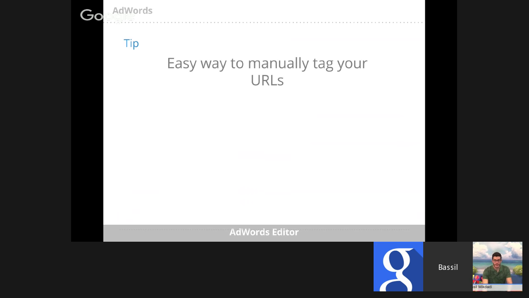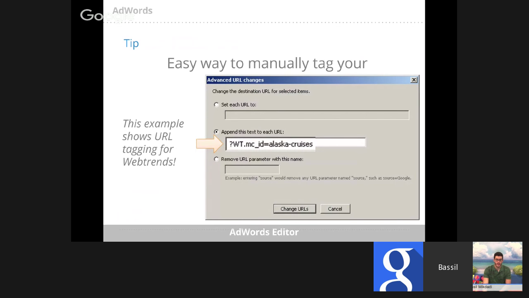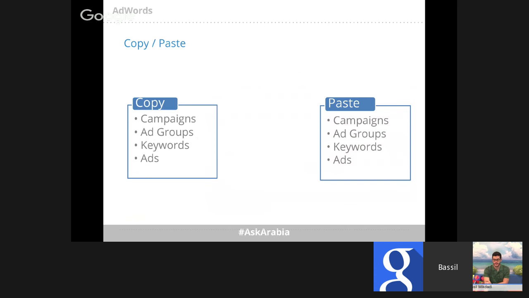As I mentioned, it's an easy way to manually tag your URLs as well. Here's an example that shows URL tagging for WebTrends. Just a note that you wouldn't want to do this with Google Analytics UTM parameters, since auto-tagging in the AdWords interface does this automatically when Google Analytics and AdWords are properly linked. But for other analytics and tracking solutions, if you are using them, this could be a great option for you guys.